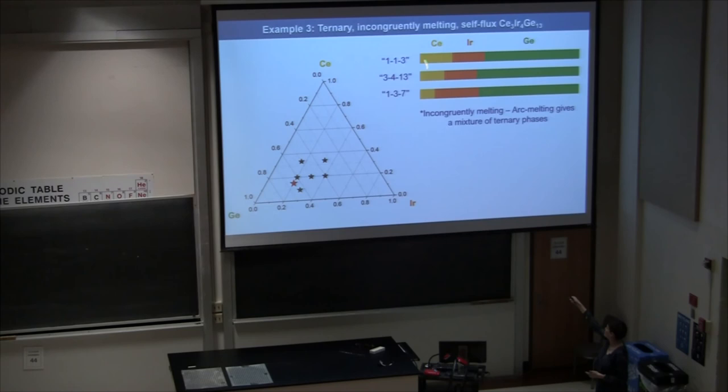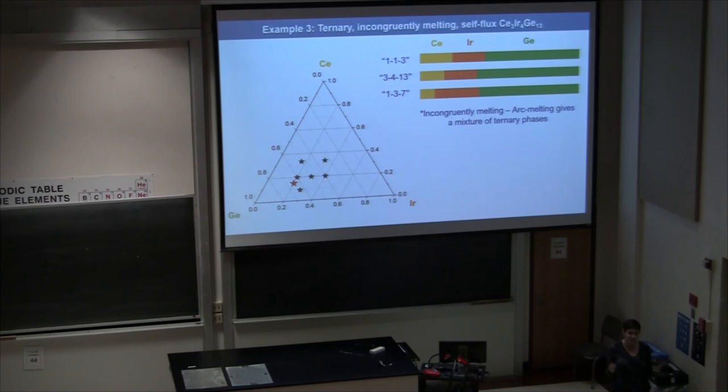So we knew off the bat that if 3-4-13 exists, it's not congruently melting because we tried to arc melt the three elements in a stoichiometric ratio, and we observed none of the 3-4-13 phase, even if we annealed it, which would bring it out if it was not kinetically stable.